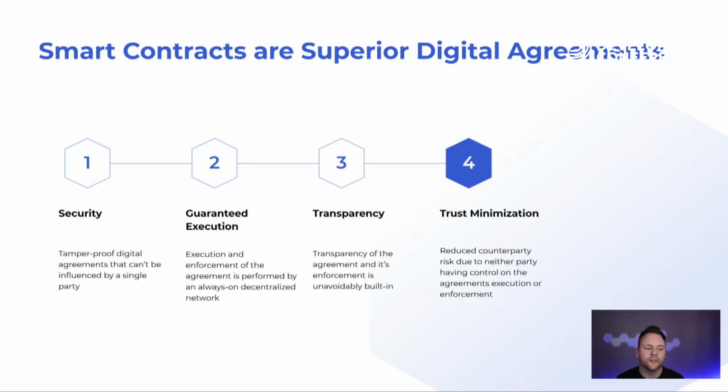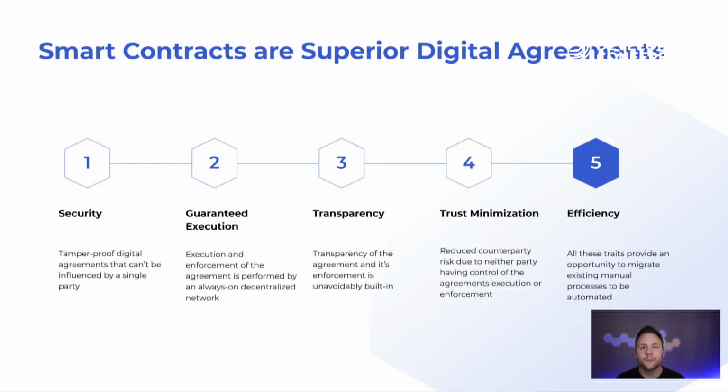There's also this concept of trust minimization. So you don't have to rely on either party to behave in a specific way, right? The parties that are creating the agreement are not involved in how the agreement executes or enforcing that it makes sure it does. And lastly, all these properties give you a level of efficiency where these traits come together and combine to allow you to migrate existing kind of more manual processes into an automated system where you automatically get the result that you're hoping for rather than waiting for someone to go and execute that part of the agreement.